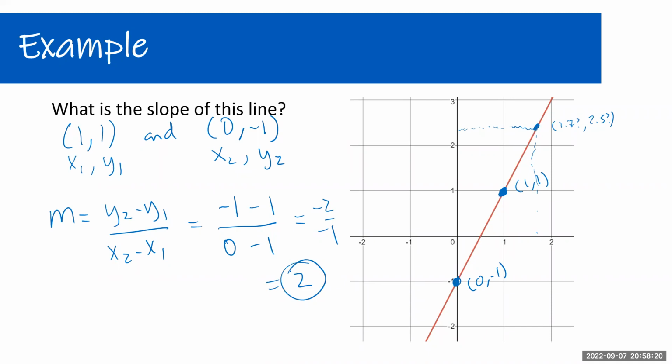Now, you could have done it the other way, and you'd also get 2. As a quick exercise, make sure that you understand that you could have done it the other way as 1 minus -1 divided by 1 minus 0, and that would still give you 2. Okay, so it doesn't matter what you choose as your first point, as long as you do them in the same order.